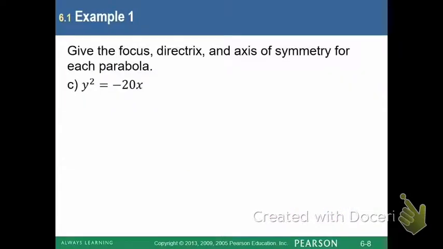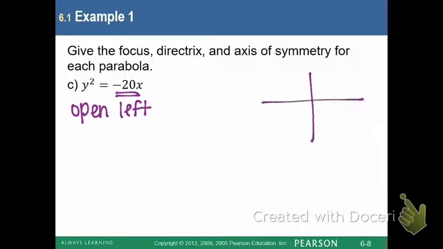Okay. Part C, y squared equals negative 20x. So this time it's the y that's being squared. That tells me that it's going to open left or right. Because this is negative, it's going to open left. And again, I really just kind of think through that so that way I can draw my little picture over here.